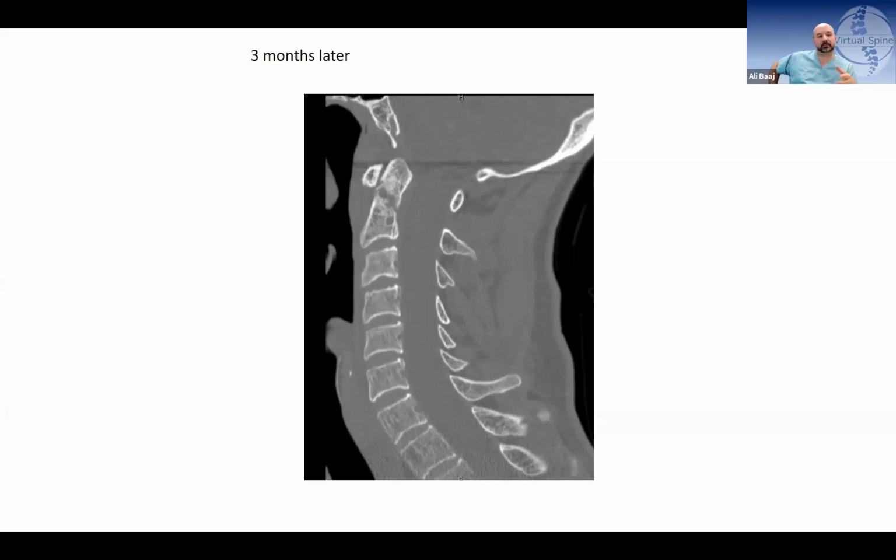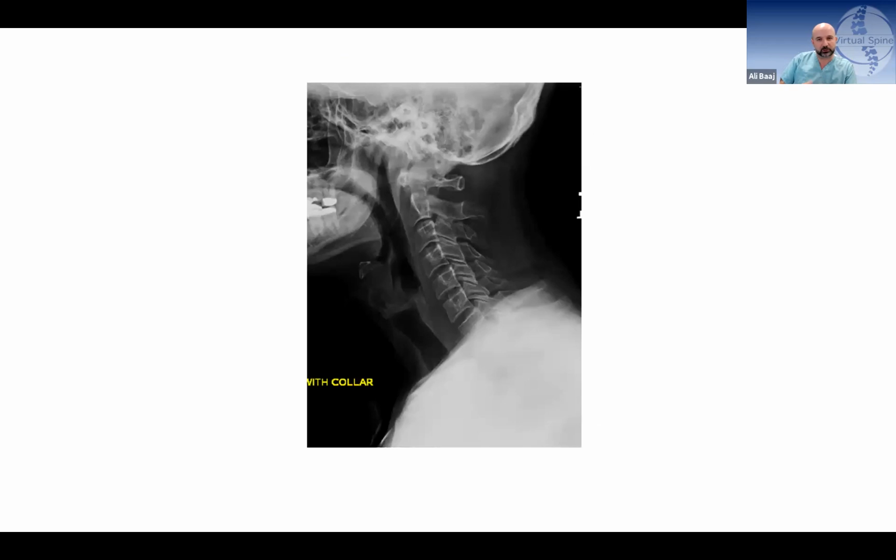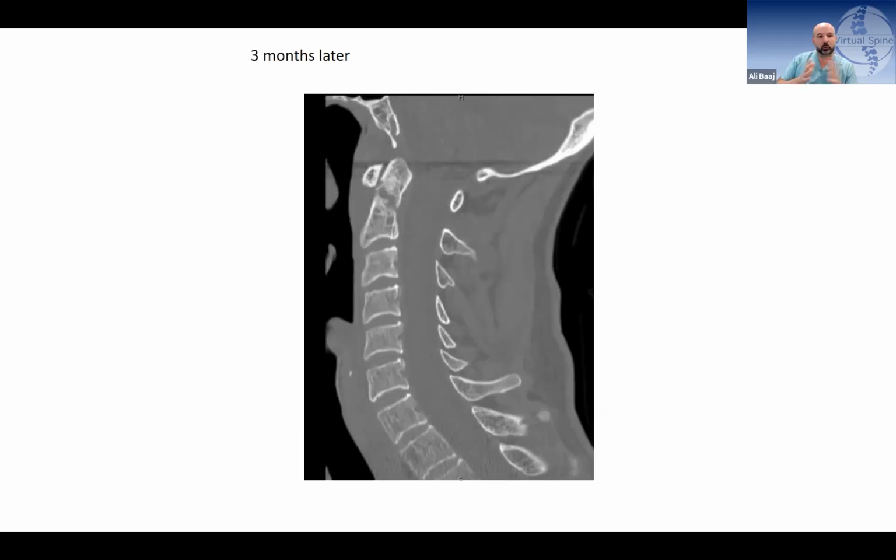So 3 months later, Nader, this is somebody that at 3 months, I would get dynamic films. And if he's not moving or just moving a millimeter or two, I have no problem keeping him in a collar for, say, another 6 to 12 weeks. If he has significant movement on flexion extension at 3 months with this CAT scan, then I would probably offer surgery. I think the alignment still looks good to me. There's probably early bone bridging. So this can go both ways depending on the dynamic films.